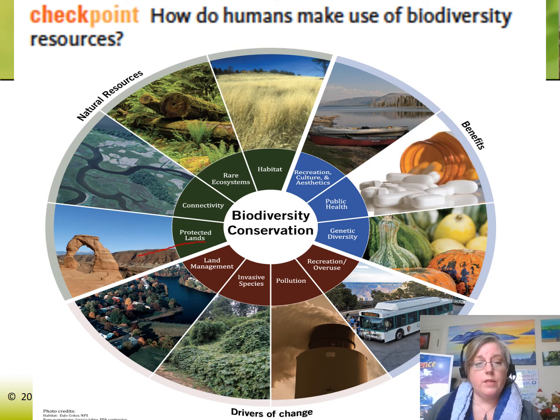This is the protected lands, land management. We have invasive species that we need to deal with. The biodiversity conservation helps us with all of these things. Pollution. We also have genetic diversity, public health. These are all the things that biodiversity can give to us and help us get through.